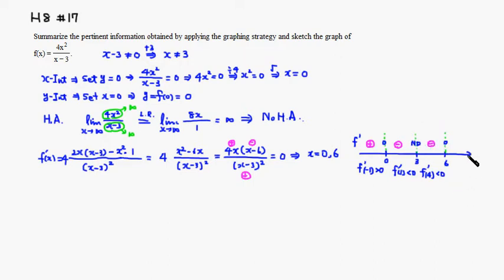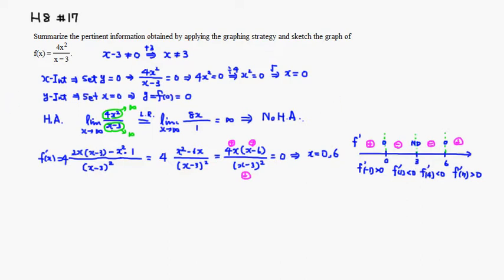And after that we can try anything bigger than 6, so I'll try 7. Then 7 is positive, and 7 minus 6 is positive. Everything's positive, so it's going to be positive there. All right, so we know that it's increasing on negative infinity to 0 and 6 to infinity, and decreasing between 0 and 6, excluding 3.